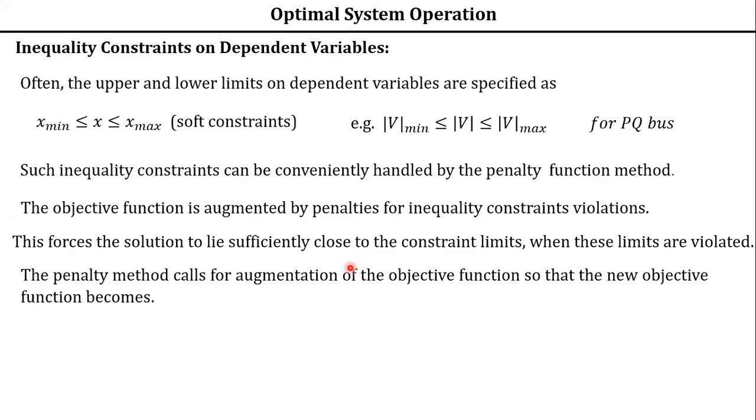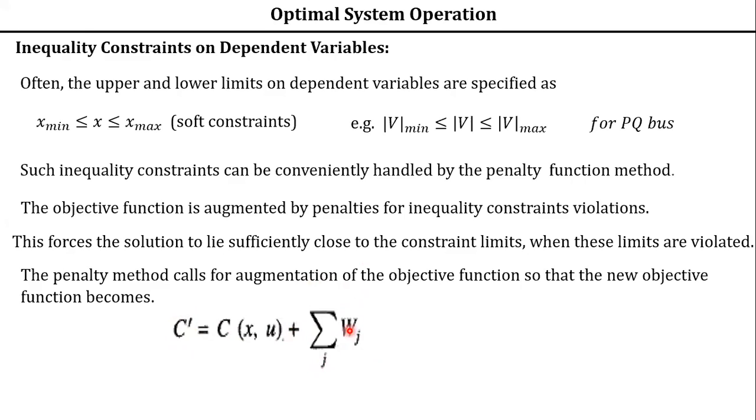So therefore, when the penalty method calls for augmentation of the objective function, we will have a new objective function, which is given by C dash. Understood? So C dash is equal to C of X, U, which is your old objective function, your old cost, isn't it? This is the objective function we have defined, plus the penalty function W.